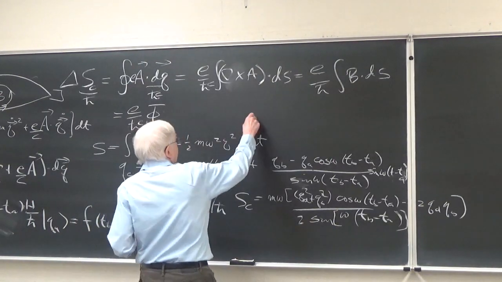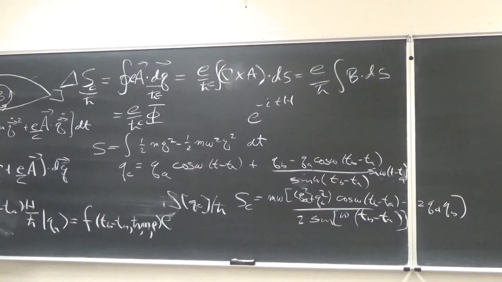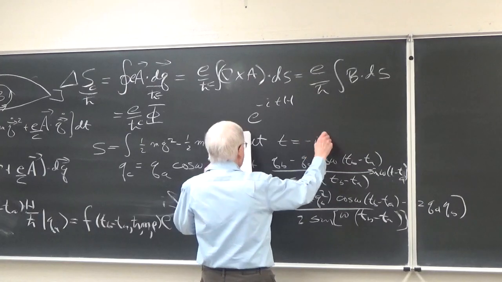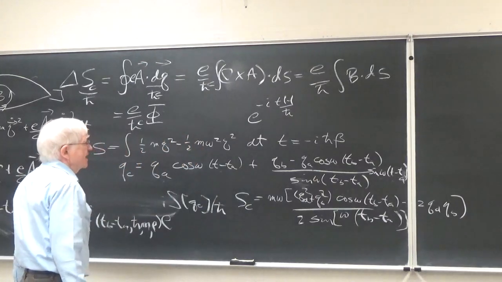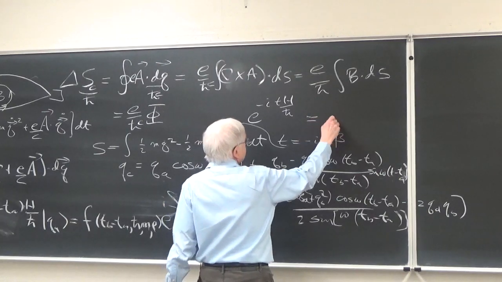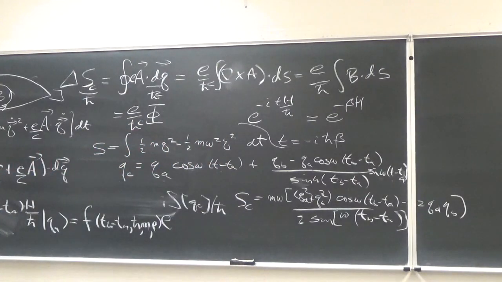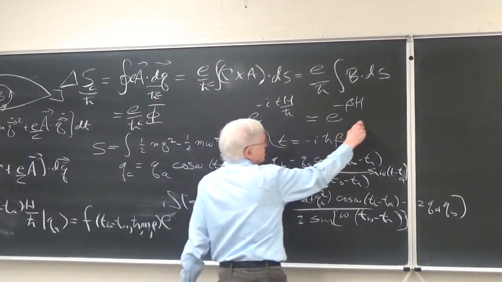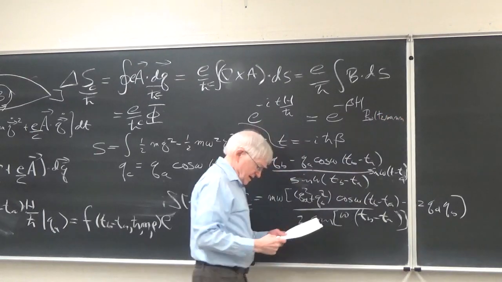Well, if you have a time e to the minus i t H over h bar, that's the ordinary time evolution operator. If you now let t be an imaginary time, minus i h bar beta, then this thing is equal to e to the minus beta H. The h bars cancel, and the minus i's give you a minus sign. So you can go from time evolution to the Boltzmann operator in that way.